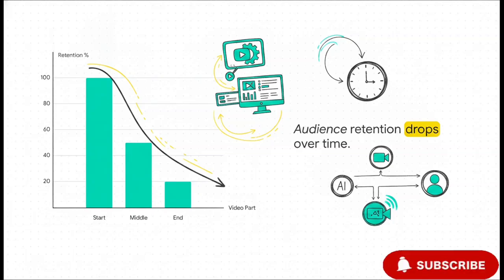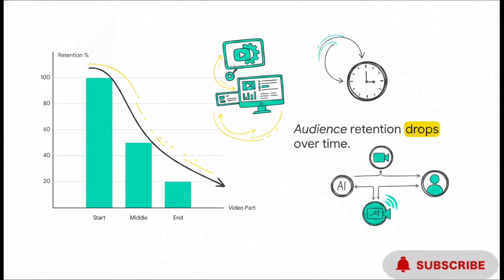Open up your YouTube Studio a few days after you upload and take a hard look at your audience retention graph. Notice how it drops from high to medium to low. That graph tells a very specific story. You need to identify the exact timestamps where your viewers stop watching and click away.